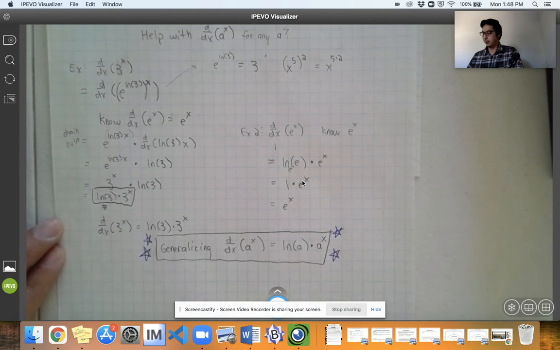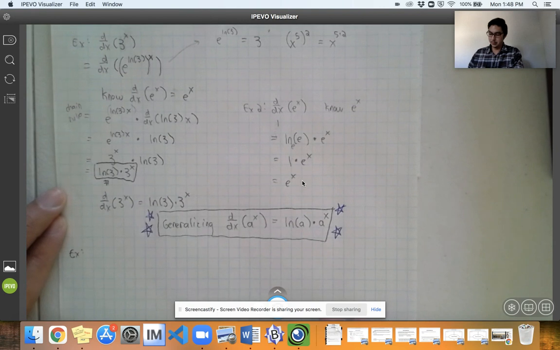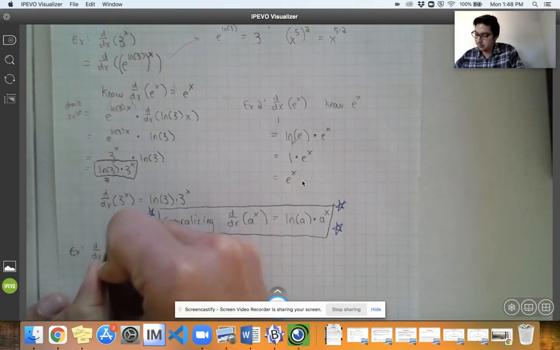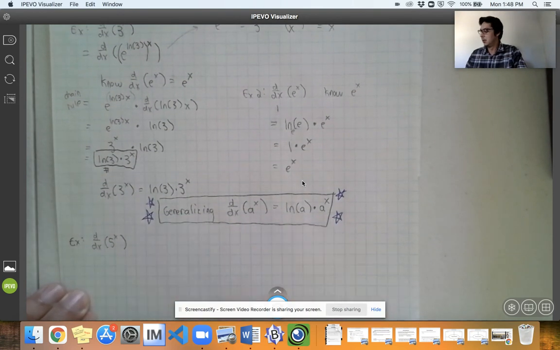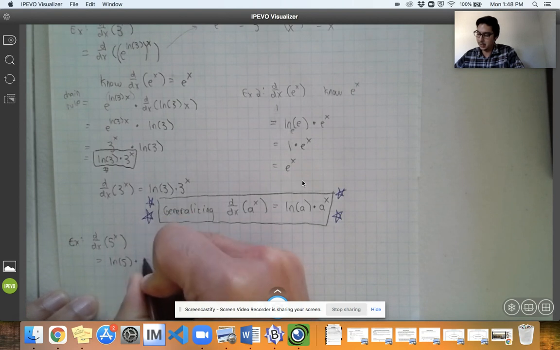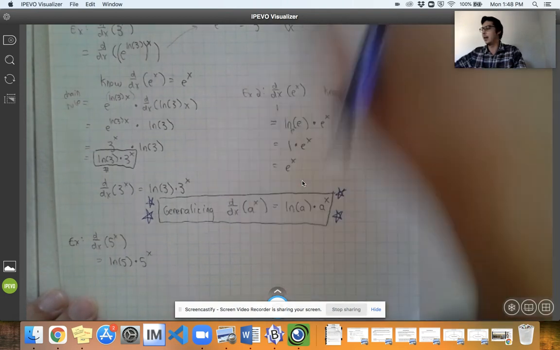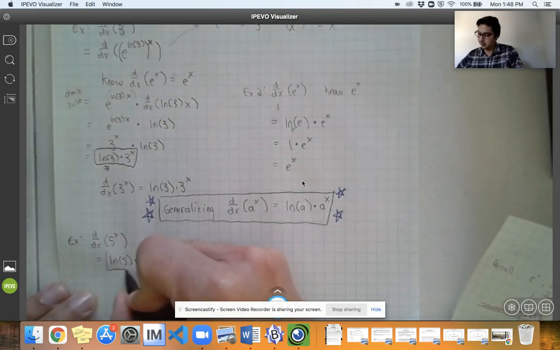So let me do a few more examples with you, and then I'll be done with this video. Example 1, what if I said, what's the derivative of 5 to the x? Okay, so now that you know that derivative rule, we would just say it's the natural log of the base times that same function. So that's the coefficient that provides the stretch on the graph, if you remember from the beginning. So that's your answer.